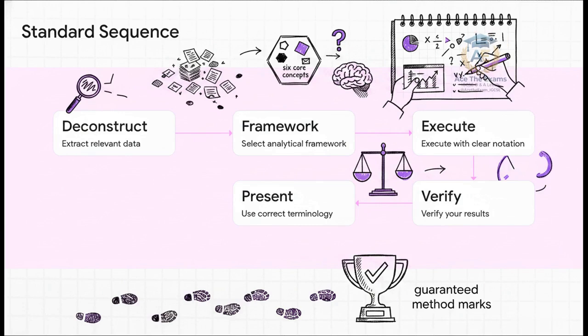Here's the cognitive strategy to get unstuck. It's a strict 5-step sequence. Step 1, deconstruct the question and extract the raw data. Step 2, select your analytical framework. Which of the 6 core concepts actually applies here? Step 3, execute your analysis with clear, legible notation. Step 4, verify your results. And Step 5, present your findings. If you skip straight to the answer without showing this systematic processing, you are leaving guaranteed method marks on the table. Examiners want to see the tracks in the snow.